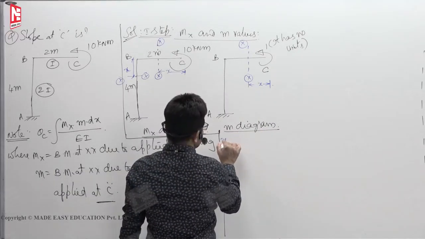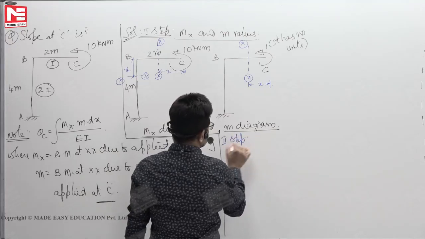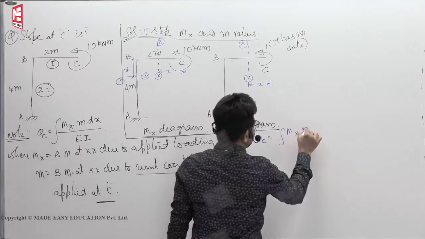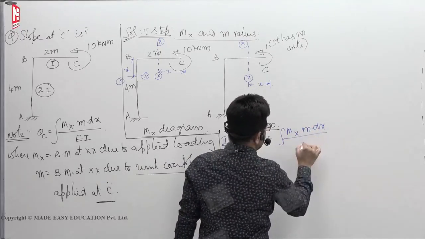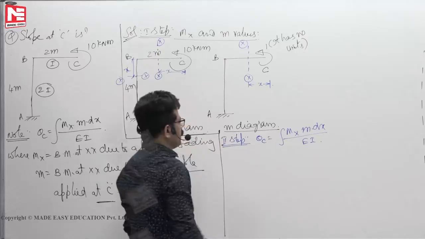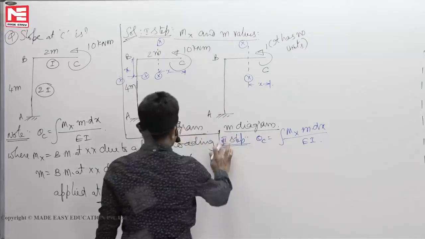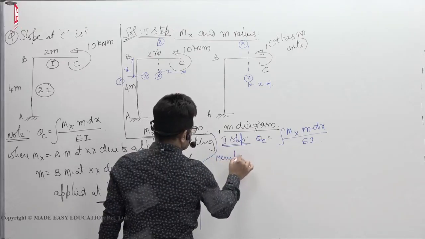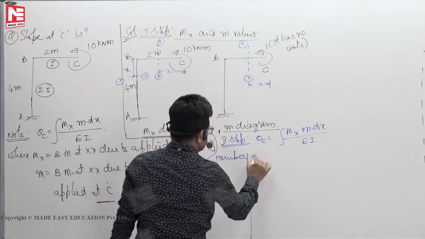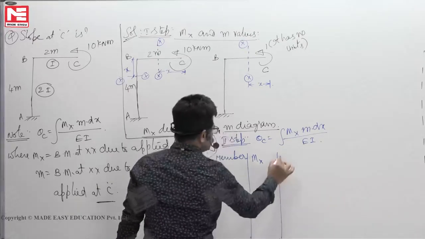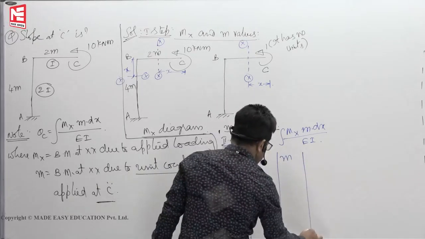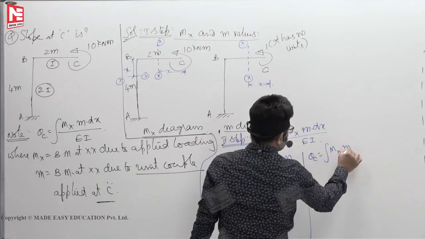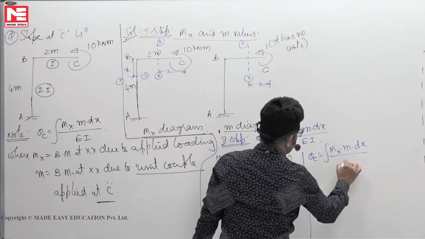Then second step is theta C is equal to integral of Mx m dx by EI. Now the table should go like this. Member, Mx, m, then theta C is equal to integral of Mx m into dx by EI.